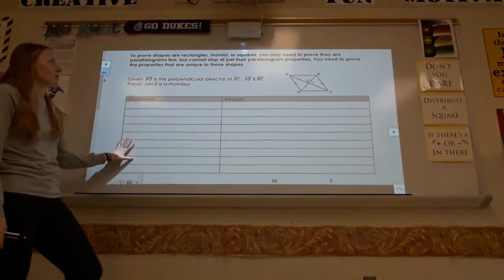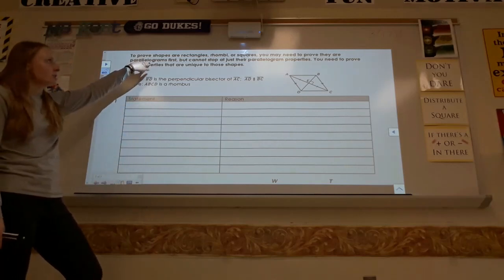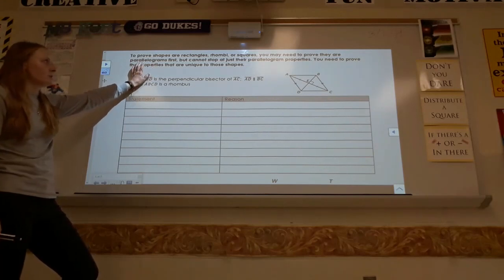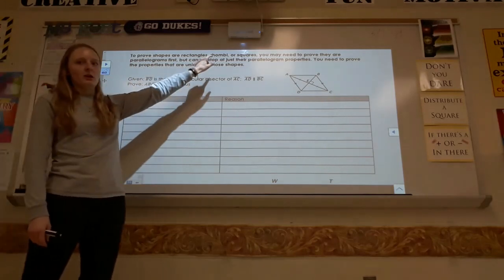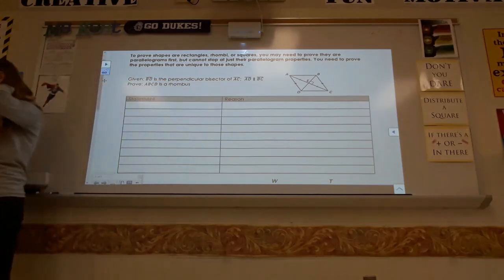So in these proofs that we're going to see, if they don't already say that it's a parallelogram, you have to show that first, and then use the special properties about those shapes to show what type of parallelogram it is. So just be mindful of that.